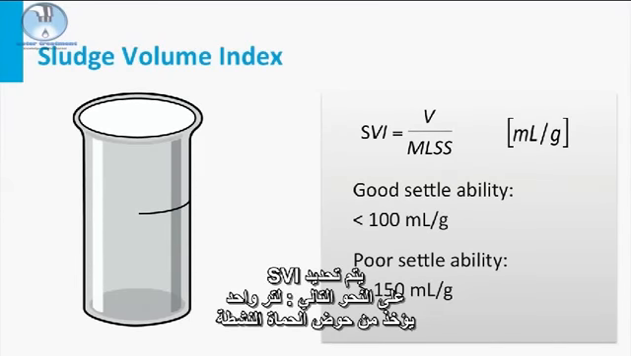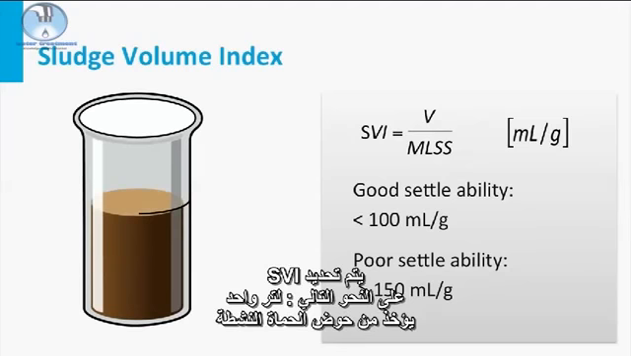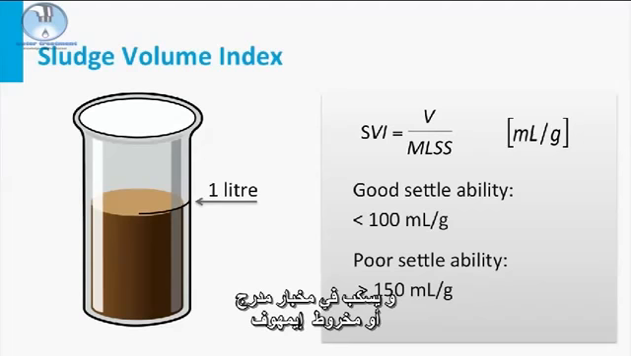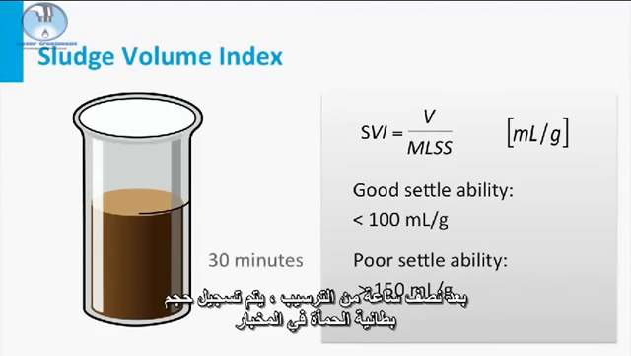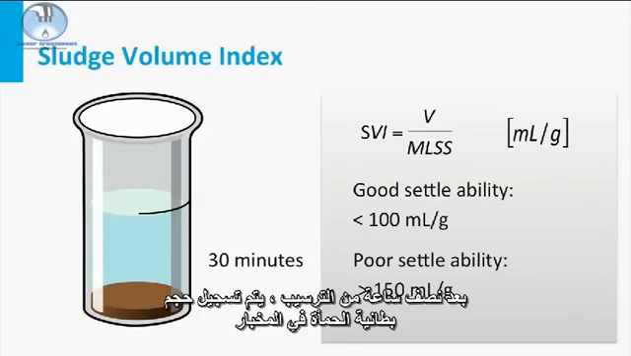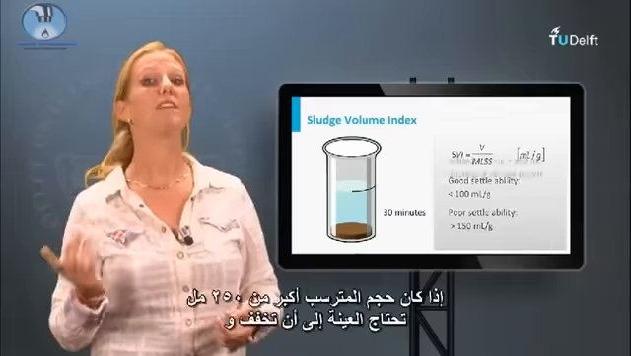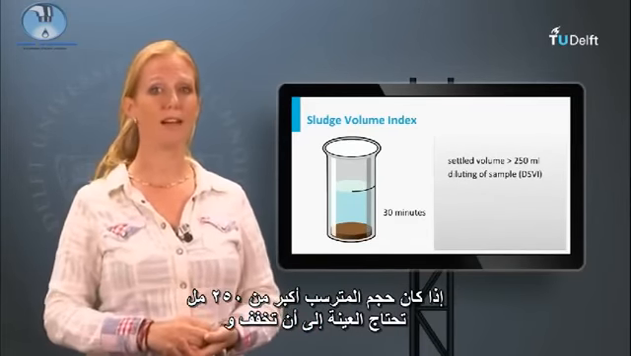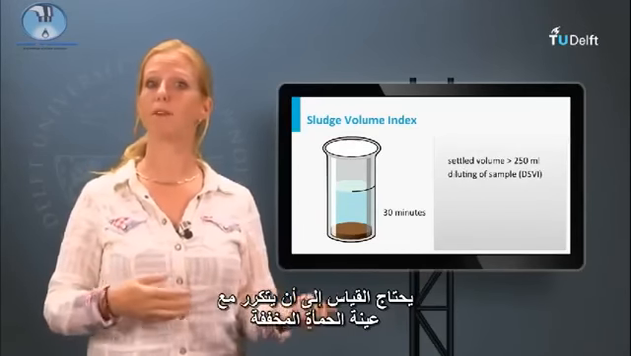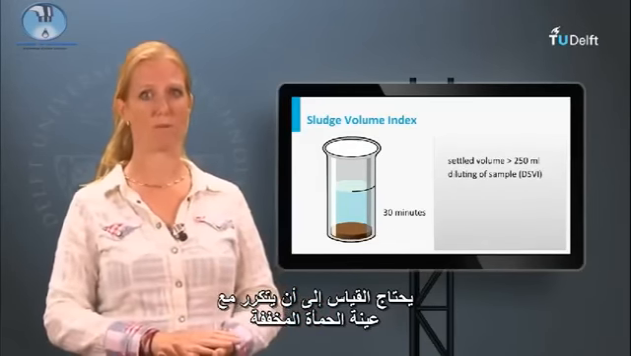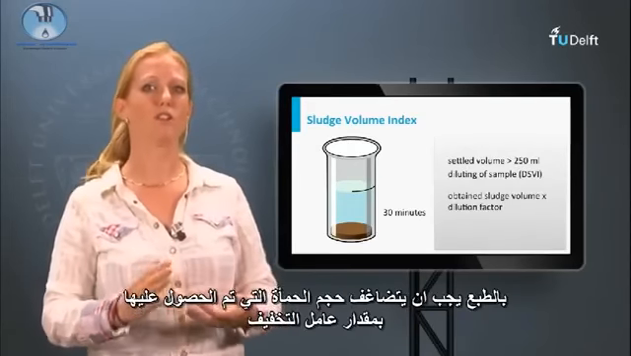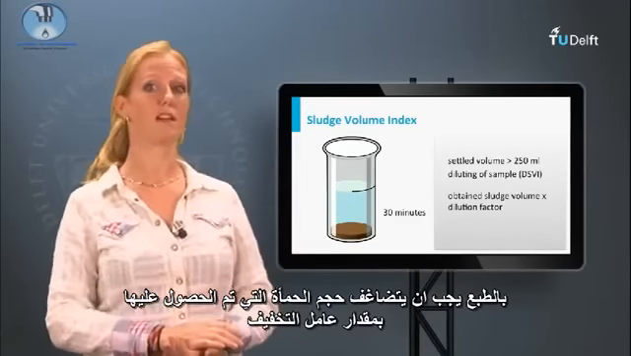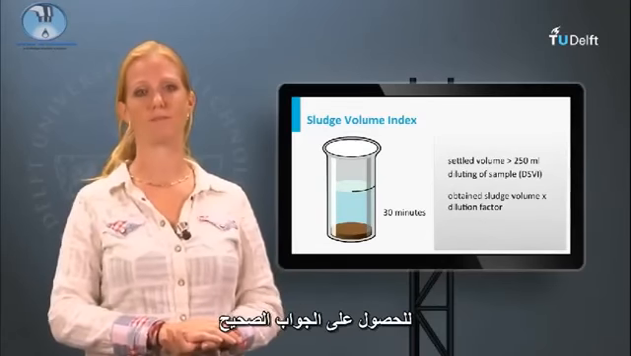The SVI is determined as follows. 1 liter of mixed liquor is taken from the activated sludge tank and poured into a measuring cylinder or Imhoff cone. After half an hour of settling, the volume of the sludge blanket in the cylinder is registered. If this settled volume is larger than 250 milliliter, the sample needs to be diluted and the measurement needs to be repeated with the diluted sludge sample. Of course, the obtained sludge volume needs to be multiplied with its dilution factor for the correct answer.